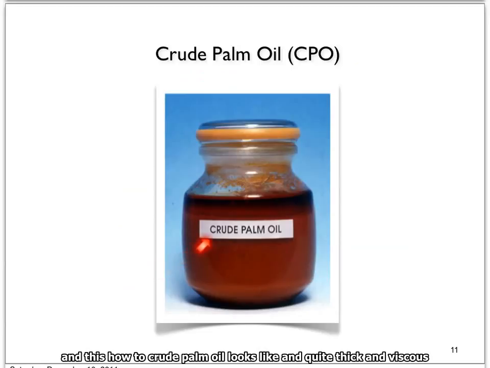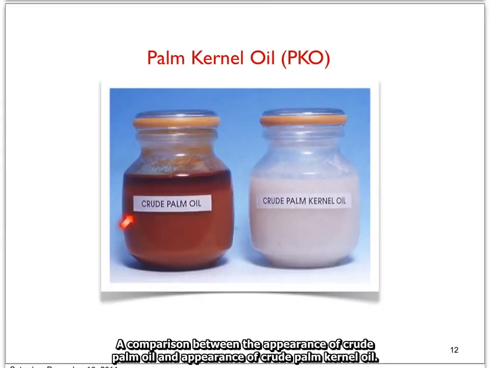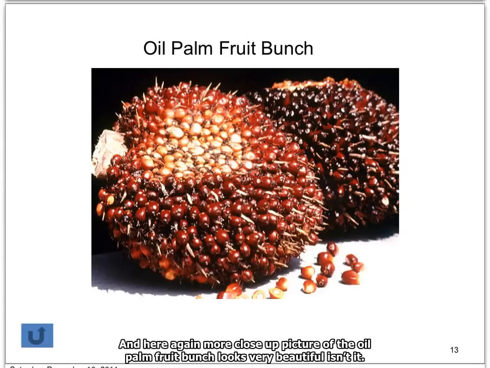And this is how the crude palm oil looks. It's quite thick and viscous with a red or orange color. Actually it contains a rich amount of carotenoids. And in this picture you can see a side by side comparison between the appearance of crude palm oil and the appearance of crude palm kernel oil. And here again is a closer-up picture of the oil palm fruit bunch. Looks very beautiful, isn't it?